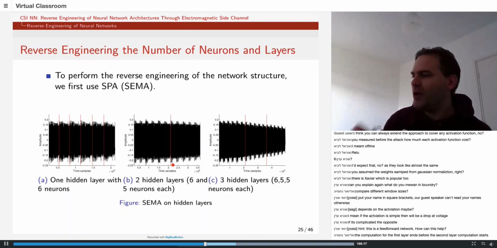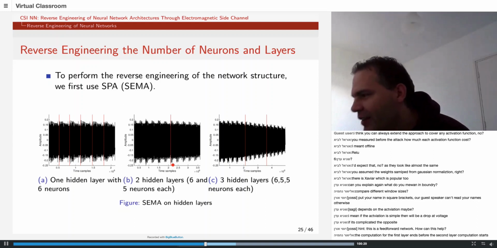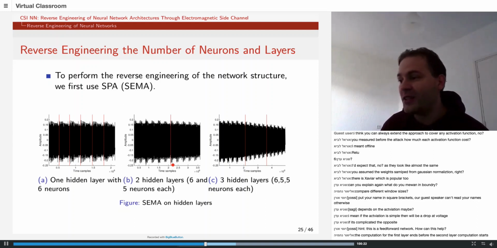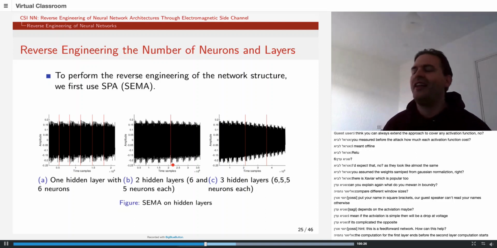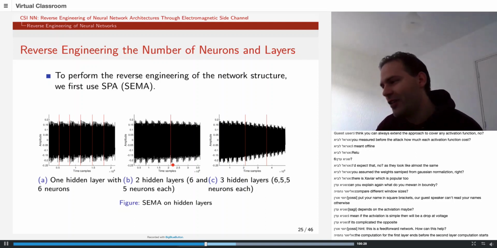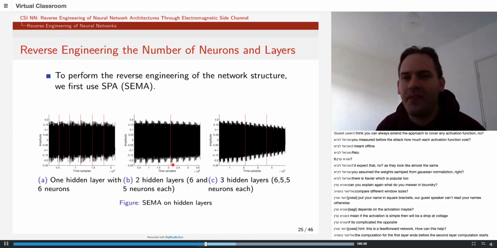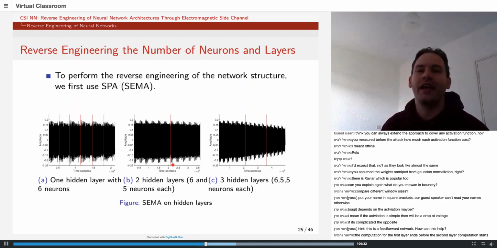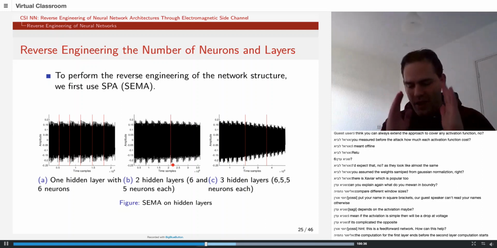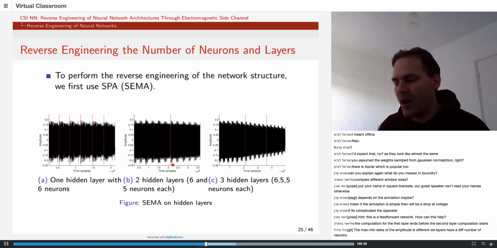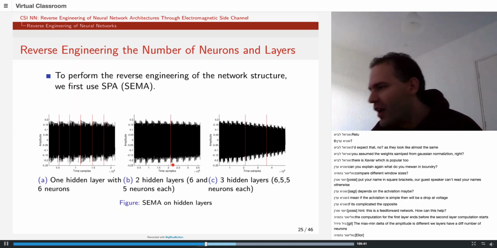So let me also give you this: the computation for the first layer ends before the second layer computation starts. Excellent. Sorry, I cannot understand the name, but this is a very good observation. Exactly. The computation for the first layer will end before it starts for the second layer.